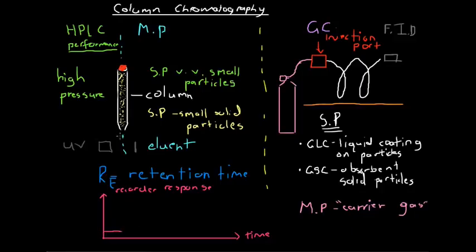Then every now and then we get a bit of the sample coming out the end of the column. So that's going to trigger a bit of a recorder response, so a bit of a spike there, and so then a flat line as mobile phase continues to leave the column, and then another spike as another component of the red sample here leaves. And so that's kind of what our chromatograms are going to look like. And we'll go over how to analyze that in another video, but that's a basic outline of how column chromatography works.